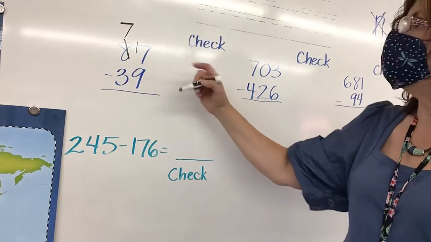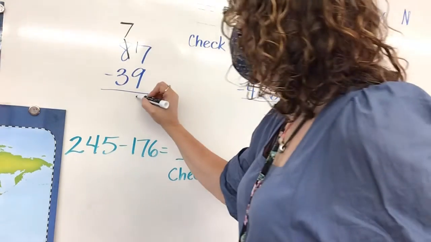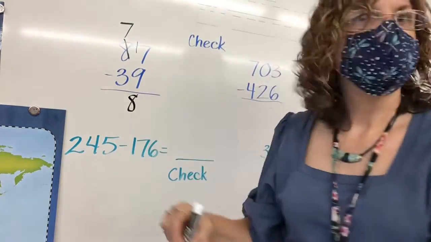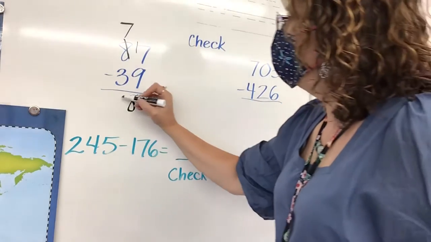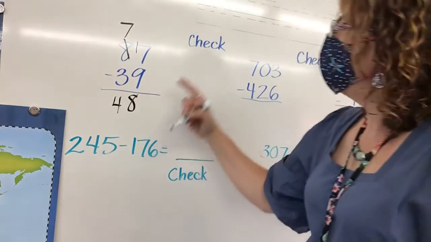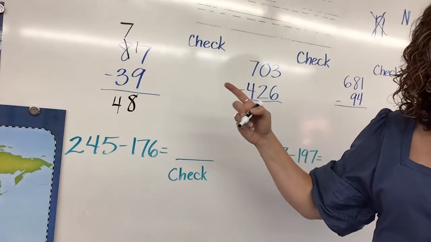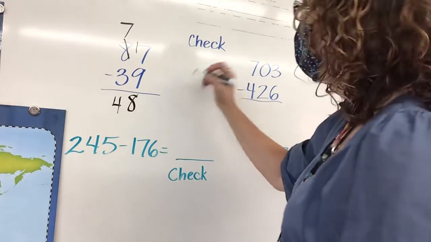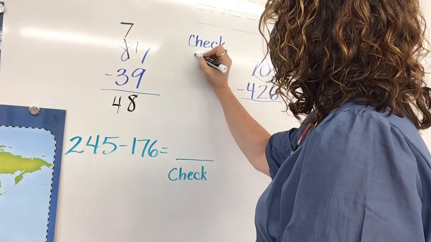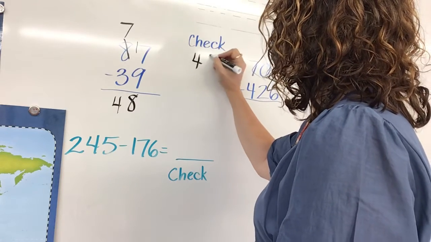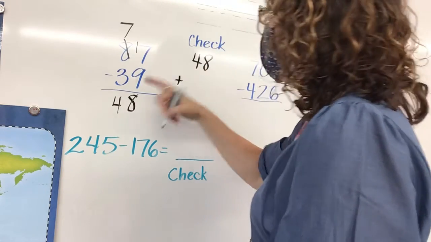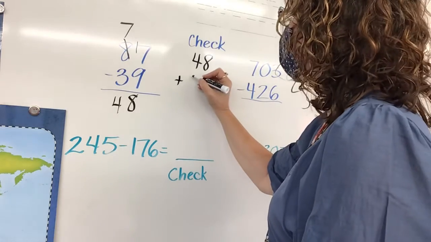So when we say 17 minus 9, what do we get? 8. And when we say 7 minus 3? 4. All right, now we're going to check it. So right beside it, you see where it says check in that little blue box? We're going to start with our difference, which is 48. And we are going to add back what we subtracted, which is 39.